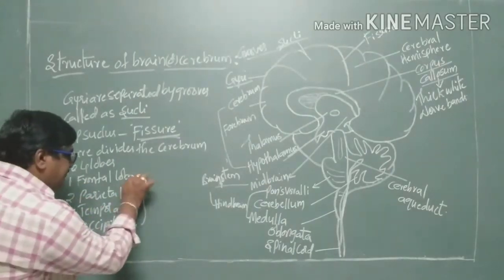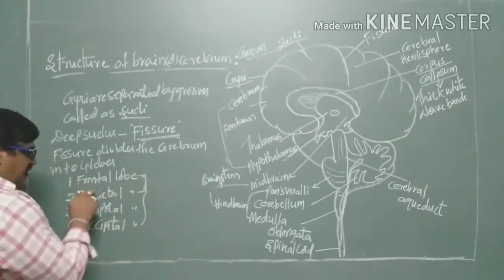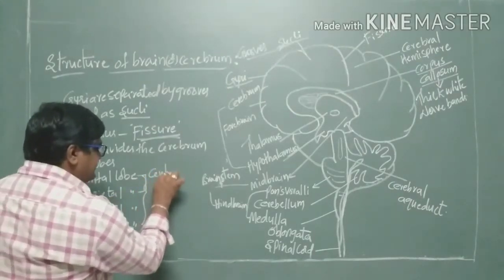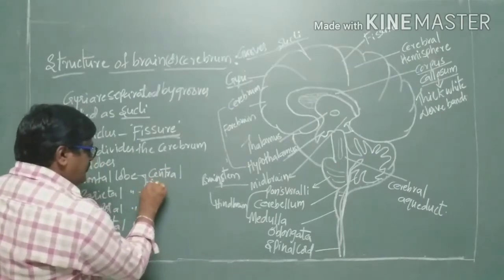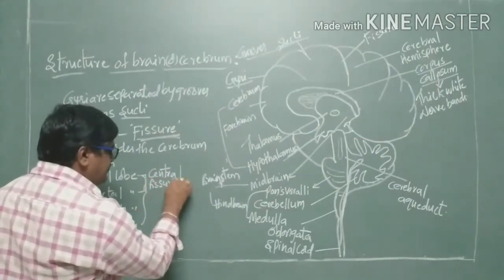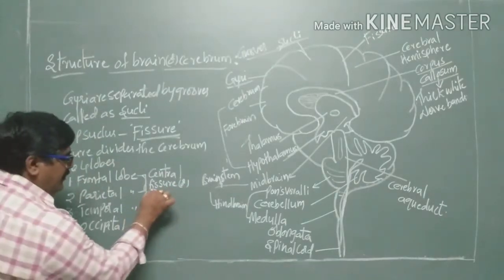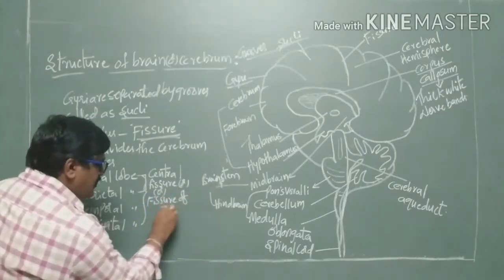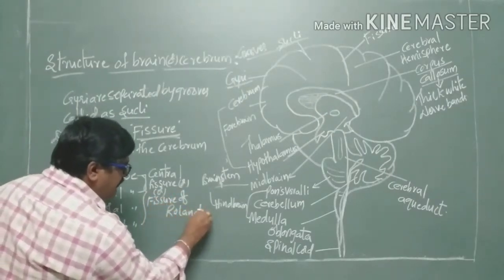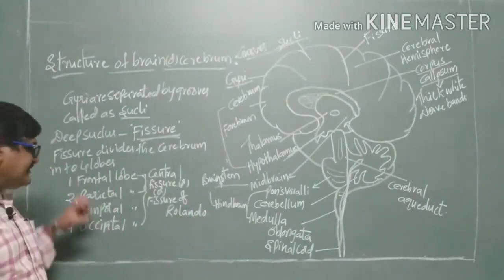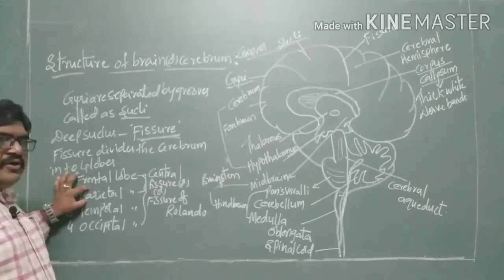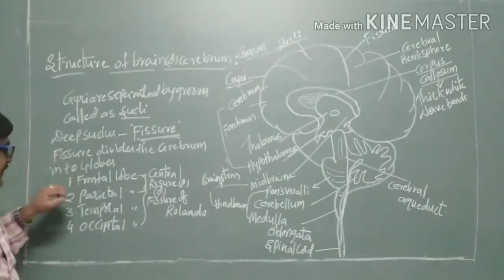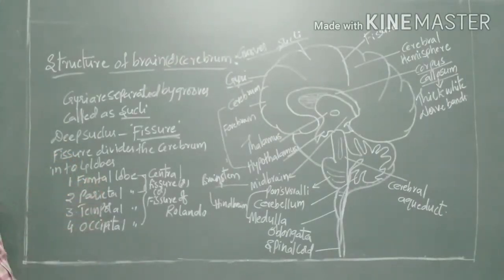The fissure which separates the frontal and parietal lobe is called the central fissure, or otherwise the fissure of Rolando. What is the fissure of Rolando? The fissure which separates the frontal and parietal lobe is called the fissure of Rolando, or central fissure.